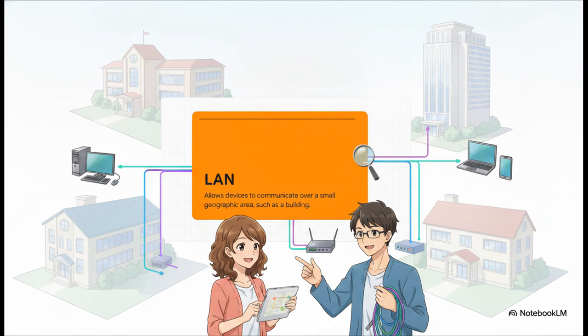A LAN lets devices communicate over a small geographic area. This is typically a single site, like your whole house, an office building, or your school campus. Instead of just relying on Bluetooth, a LAN uses much stronger Wi-Fi signals and physical wired Ethernet cables to keep everything chatting across a larger space.